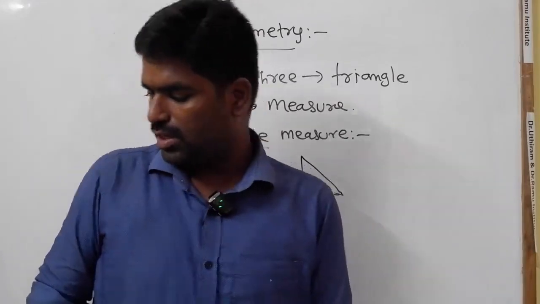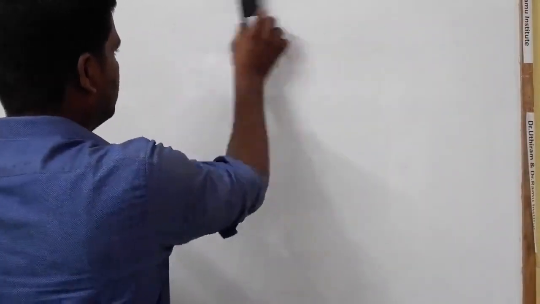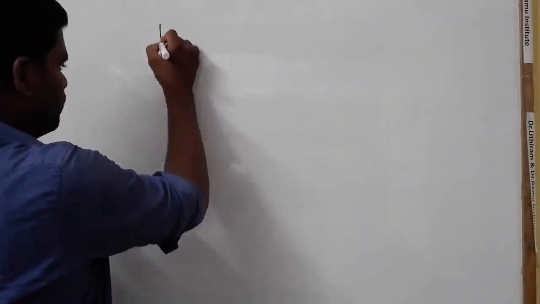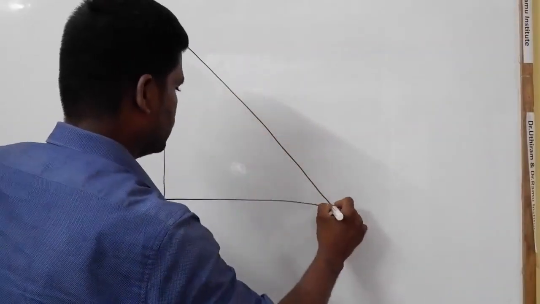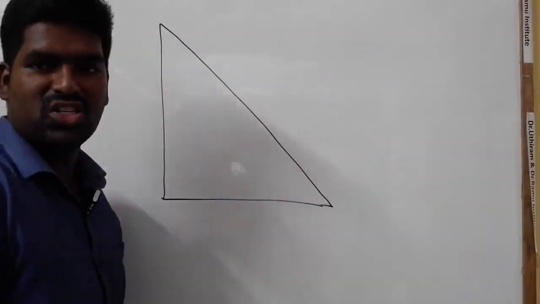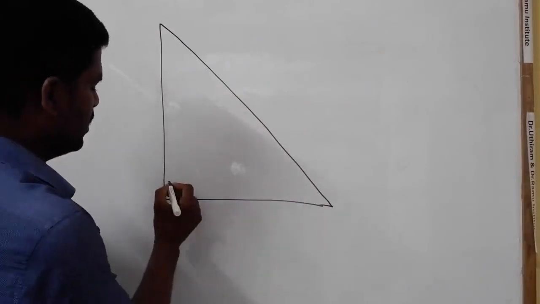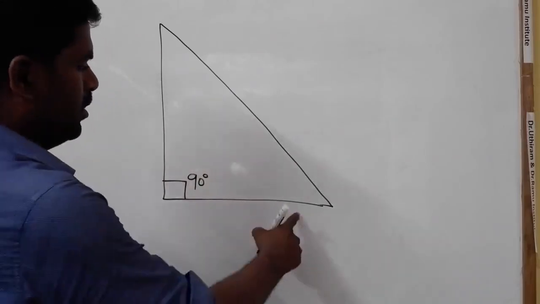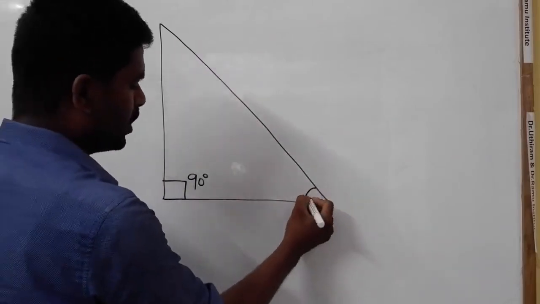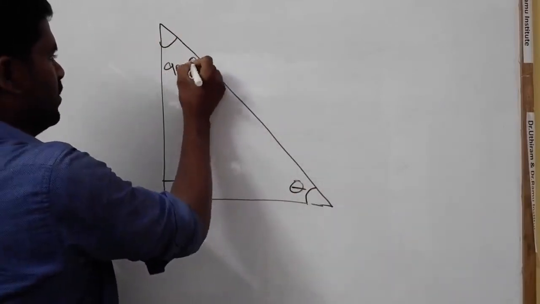Okay, so for a right triangle, this is a right triangle. Look at that. One of its angles is 90 degrees. That is the right angle, 90 degrees. And the other 2 angles are acute angles, theta, and the other can be represented as 90 minus theta.